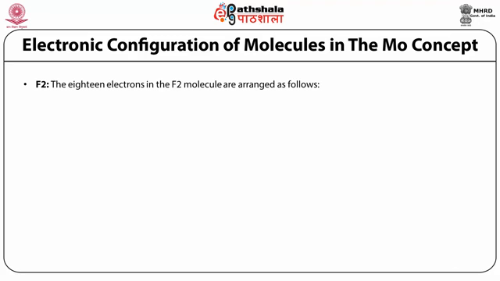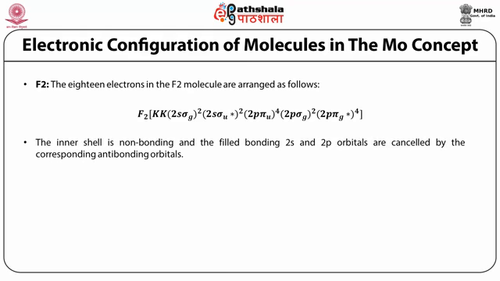Fluorine molecule. There are 18 electrons in the fluorine molecule, and these can be arranged as F2 configuration as KK 2sσg², 2sσu*², 2pσg², 2pπu⁴, 2pπg*⁴. The inner shell is non-bonding and the filled bonding 2s and 2p orbitals are cancelled by the corresponding anti-bonding orbitals. This leaves a sigma bond from the bonding orbital 2pσg.